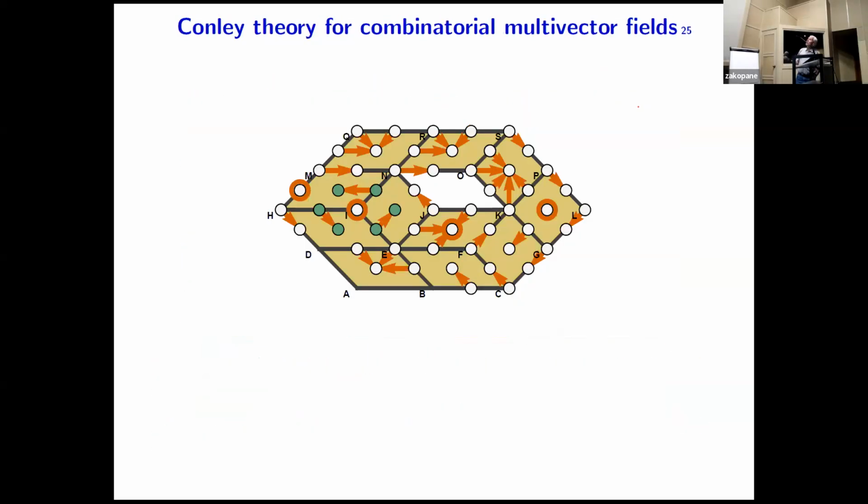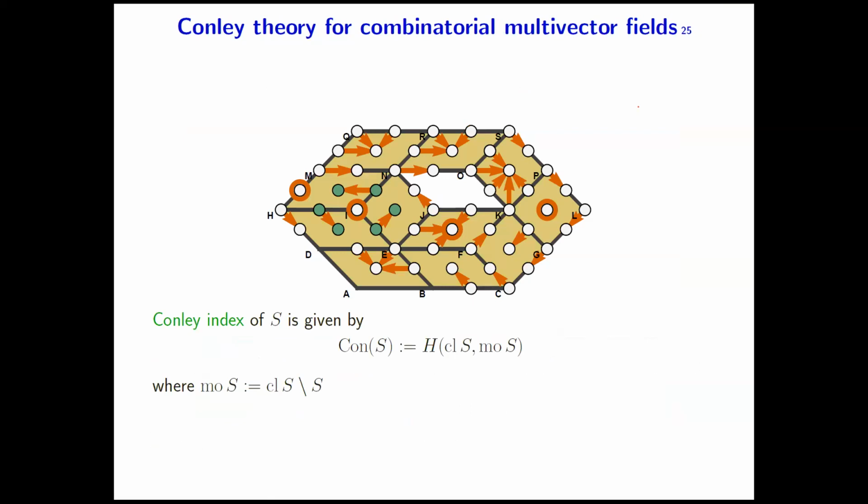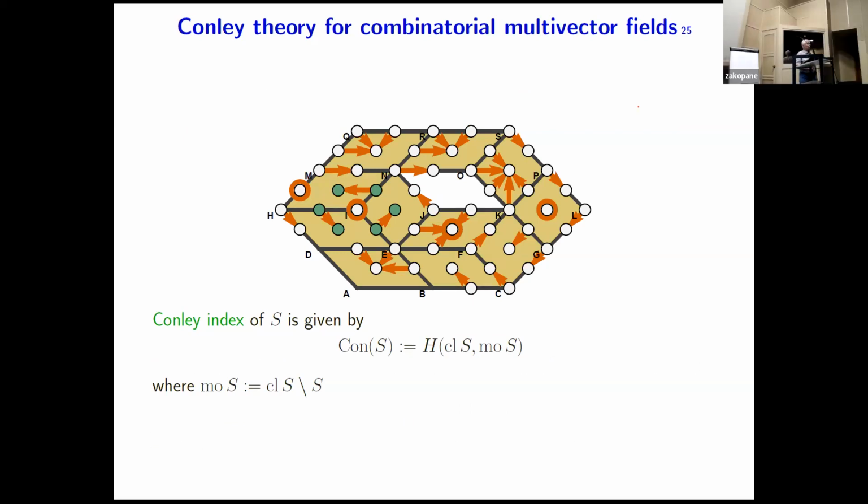And then the Conley index may be defined in the setting of these multivector fields as the homology of the closure of S relative to the closure of S minus S, which I call the mouth. I have found no name in the literature, at least not a broadly accepted name, for this simple topological concept, just a part of the boundary which does not belong to the set itself.